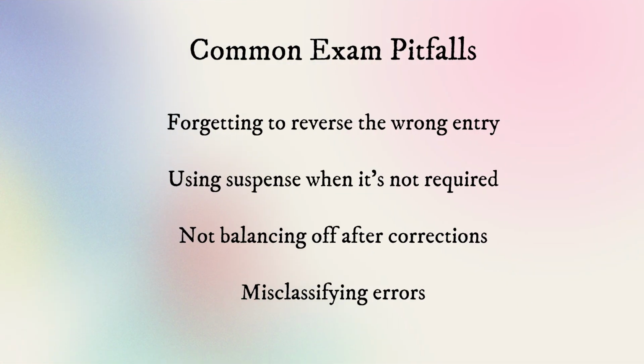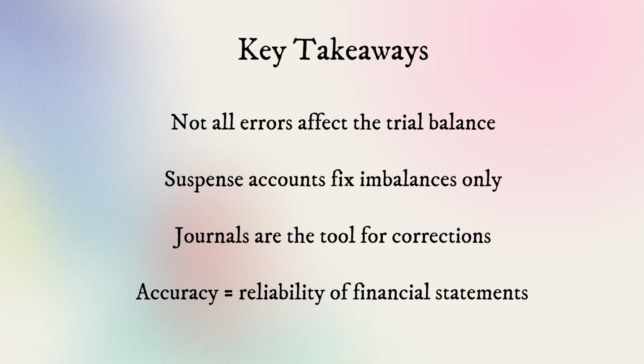So let's take a look very quickly at some common exam pitfalls. Sometimes students forget to reverse the wrong entry. Sometimes they use a suspense account when it's not required, don't balance off after corrections, and also sometimes misclassify errors. So key takeaways: not all errors are going to affect the trial balance. That's very important. The suspense account will fix imbalances only. Journals are the tool for corrections, and accuracy is going to equal the reliability of financial statements.